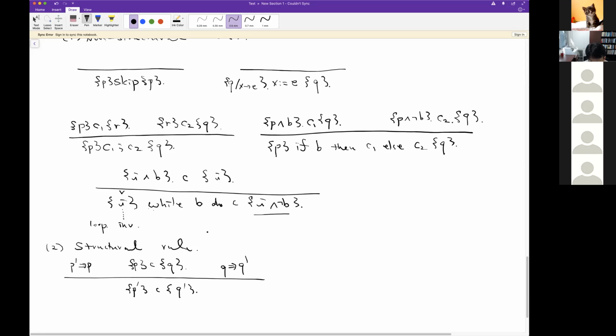And if you think about this, it looks like we are losing some information. We are strengthening the precondition and weakening the postcondition. So this is losing information, but it turns out this is extremely useful when you do the proof. And actually, without it, we can't really prove many things. So I think the best way to get used to this is to do some exercise. So let me give you an exercise.